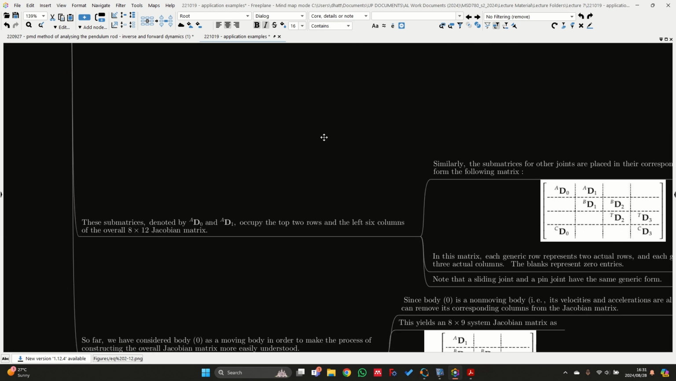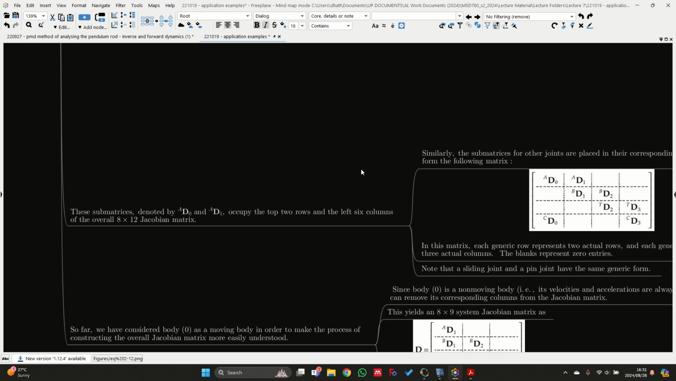Right, so what we are perhaps more interested in is how the interaction between these joints are shown in the Jacobian matrix and how we denote the bodies within the Jacobian matrix as well. So these submatrices denoted by D0A, which just says the constraint Jacobian matrix for body 0 pertaining to joint A, and D1A, which is then the constraint Jacobian matrix for body 1 pertaining to joint A, occupy the top 2 rows and the left 6 columns of the overall 8x12 Jacobian matrix.